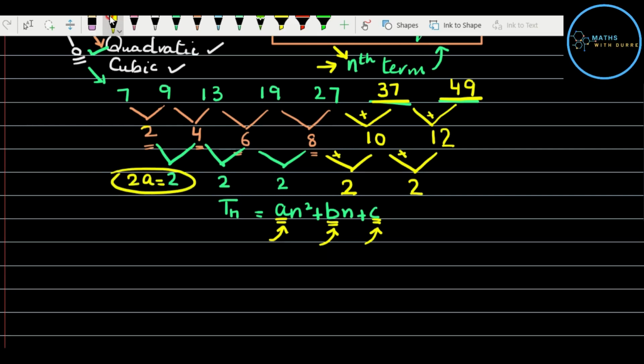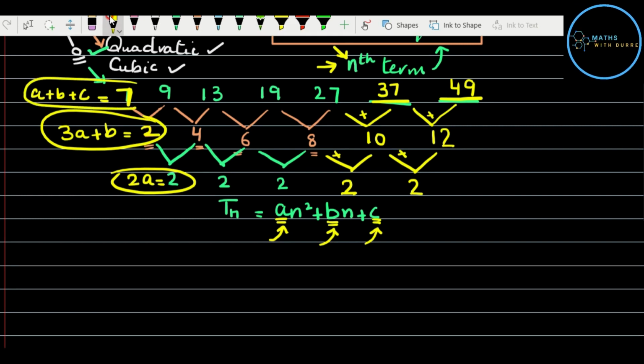And what about this one? You have to make it equal to 3a plus b. This will be your second equation. And for the third one, this is the first value of the original sequence. You have to make it equal to a plus b plus c. This is your third equation. Let's calculate the values of a, b and c. I will start with the first equation, that is 2a is equal to 2.